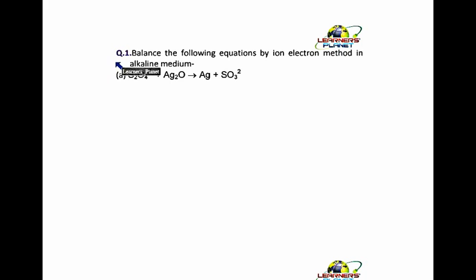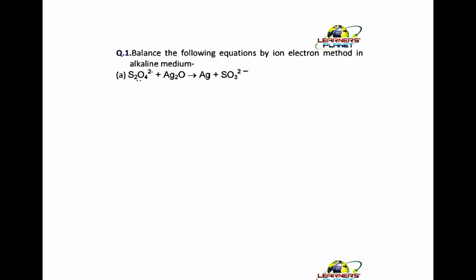This is our first question. Balance the following equation by the ion-electron method in alkaline medium. We've got a few equations here, and you have to balance them by the ion-electron method in alkaline medium. Now students, what is this? This is S2O4 2-, silver oxide, silver and sulfite SO3 2-.